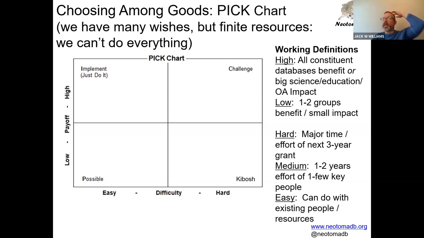Hard, I'm defining as a three-year sustained effort. This is one of the big signature things we do, with people's time allocated over the next three-year cycle. This could be developer time, steward or leadership time, or whatever it may be. You'll see I'm focusing more on the development side. Medium is in between, and easy is something we could do with existing people, and get going on relatively right away.